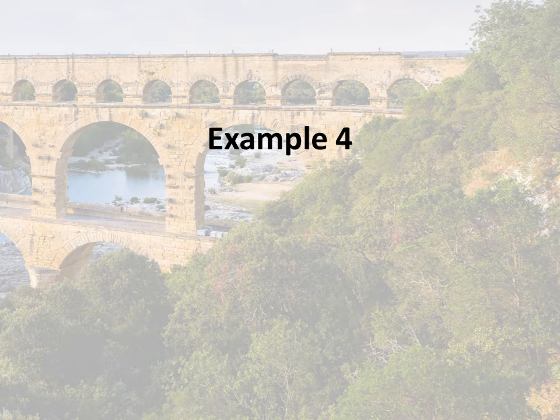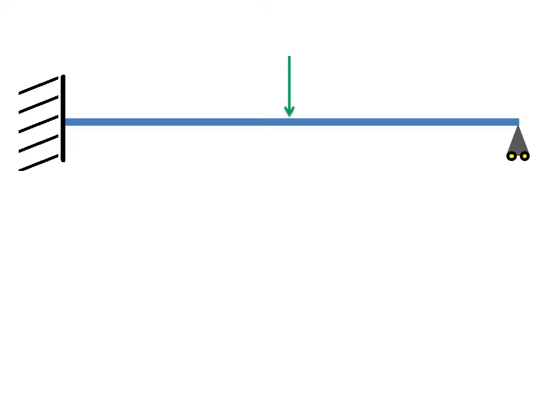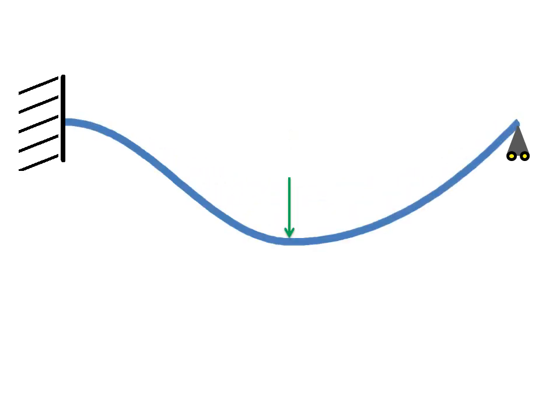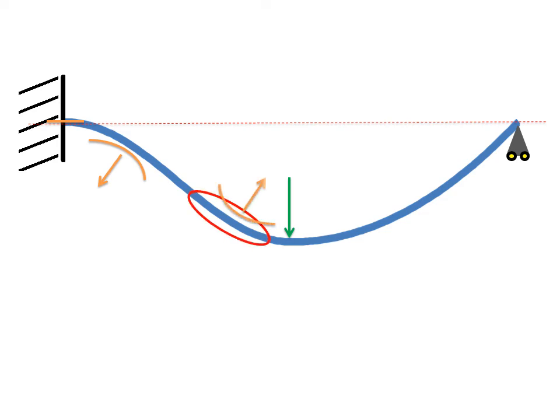Example 4. In this fourth example, the beam has a fixed support at the left end and a roller support at the right end. First, at the fixed support, it has no deflection and the slope is 0. Close to the fixed support, the beam is concave downward like an inverted U shape. But, further away from the fixed support, the beam is concave upward again, like a U shape, until it reaches the right support.